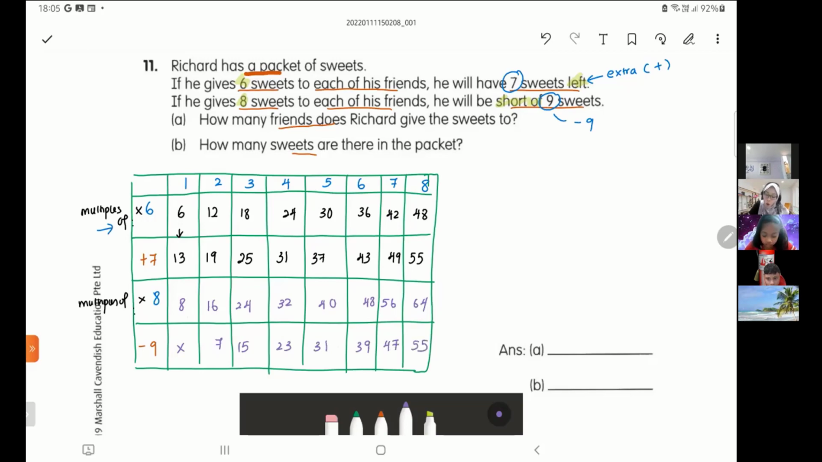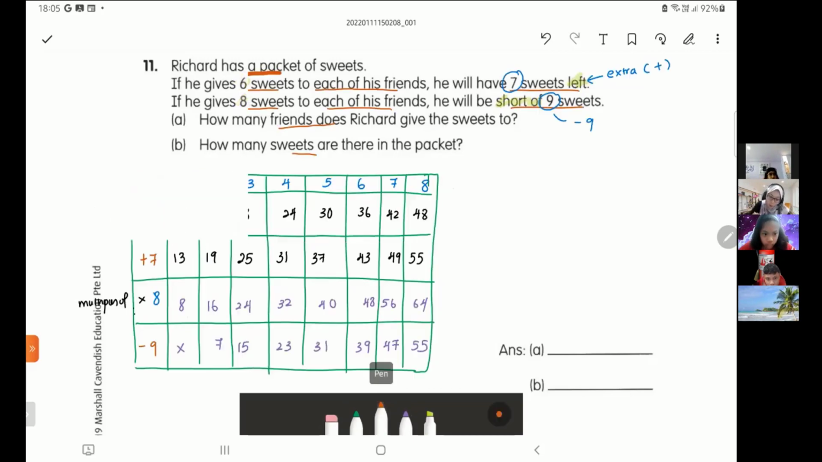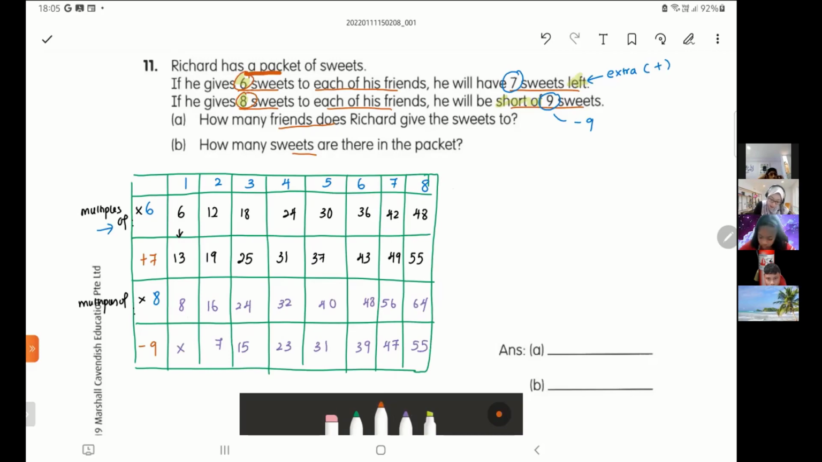Okay, you can go on. You can go on 8 and then can go on 9, 10, 11, 12, and so on. However, what I want is to find the common multiple, means the number that is in both rows. Can you see 55 and 55 appearing? That's why I stopped there, because I know it's by 8. But if you do not know, you can continue up till 10.